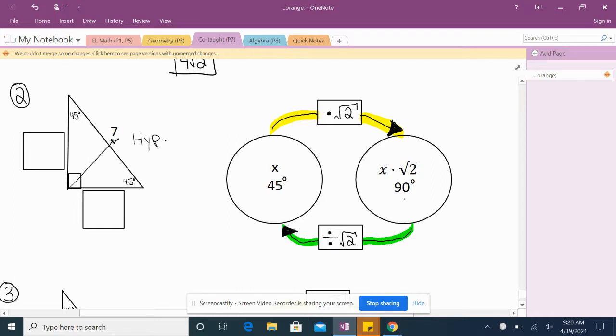So I have the hypotenuse, and we need to divide by square root of 2 to get the leg, our x value.